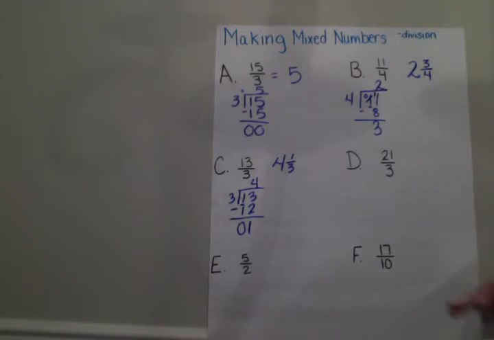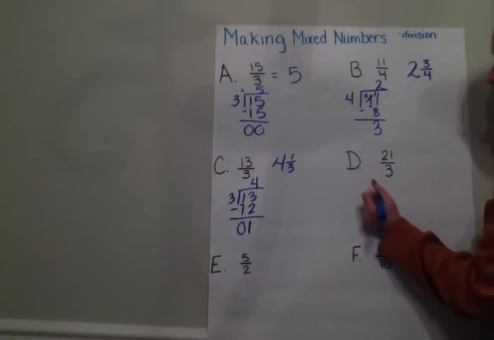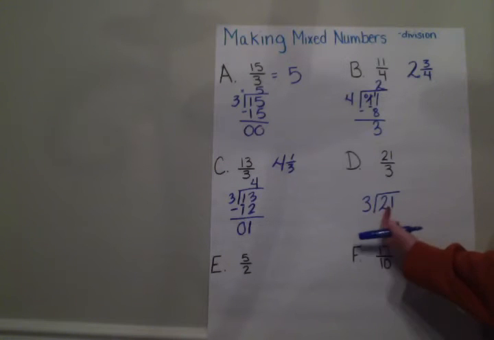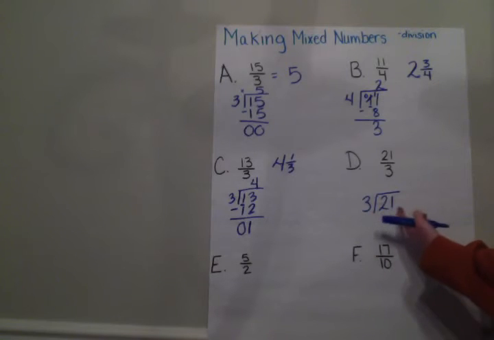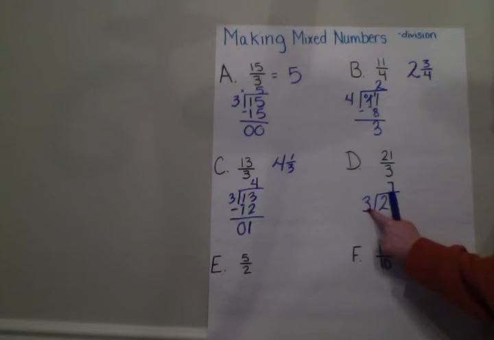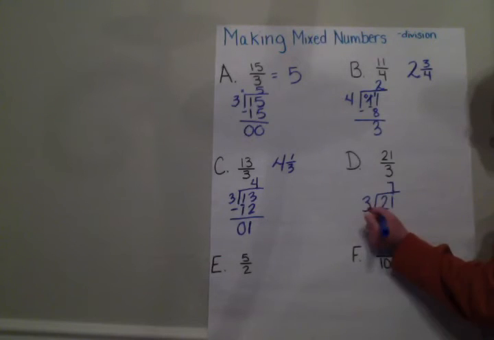Okay. So again, my numerator is going to go inside. My denominator is going to go outside. How many times can 3 go into 2? Well, that doesn't work. How many times can 3 go into 21? That should have been 7. 3 times 7 gives me 21.